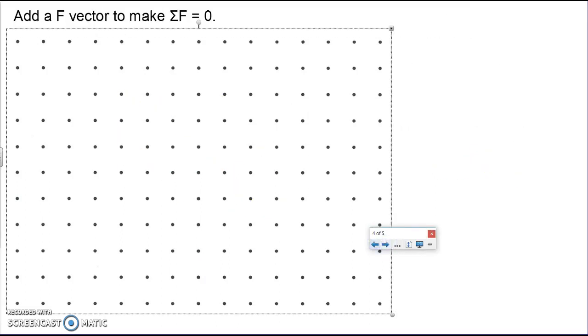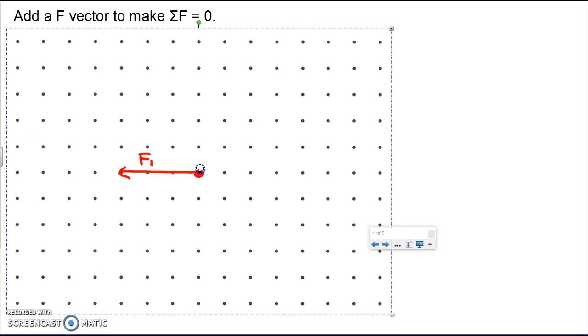Okay. I am going to show you now an example of maybe a little more challenging problem. So let's do one. On this one, we're going to be given two vectors, and we have to add in a third vector so that the total ends up being 0. This is like an example of when we would try to make balanced forces for something that's moving at a constant velocity.